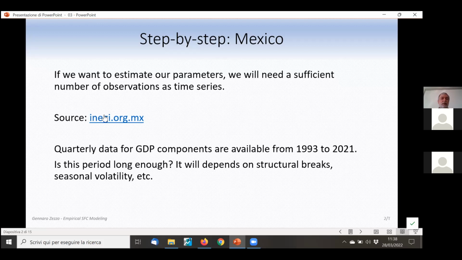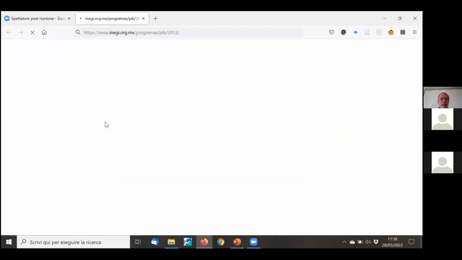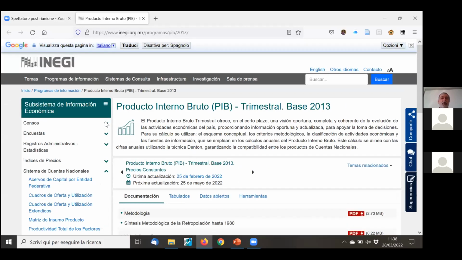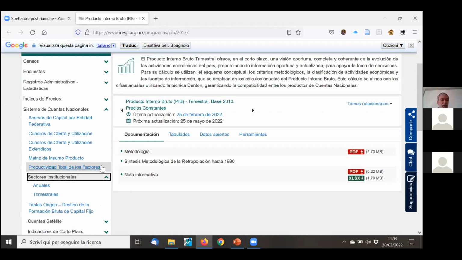This is one of the major sources of data for Mexico. I don't know whether you read Spanish, but basically you have the system of national accounts, and this is the supply and demand statistics. And as far as we are concerned, we have the institutional sector accounts at both annual and quarterly frequency. So we have enough data for our purposes.